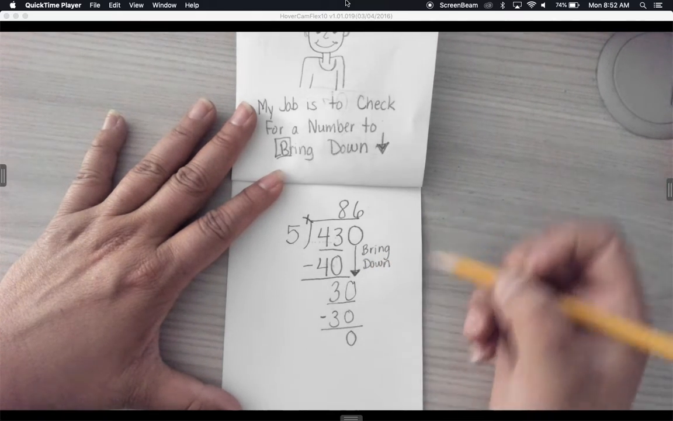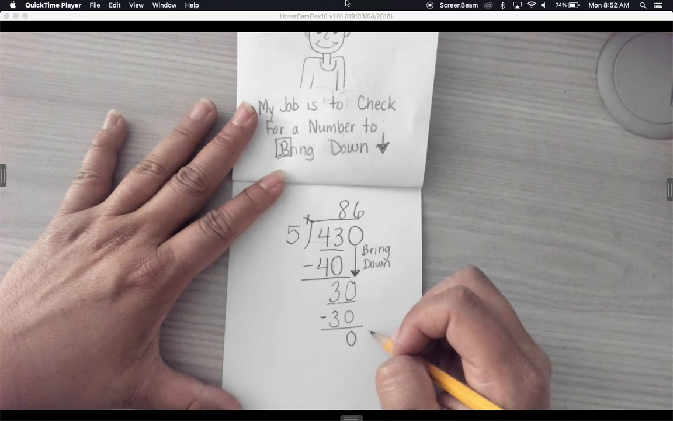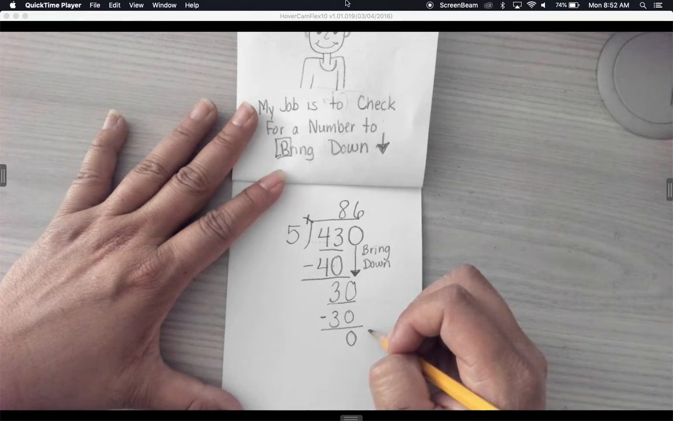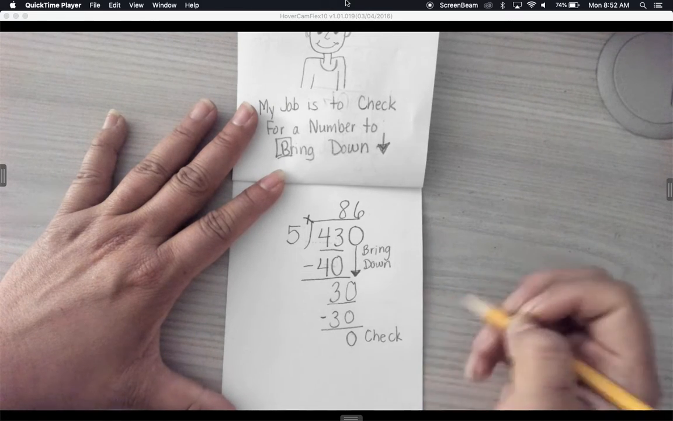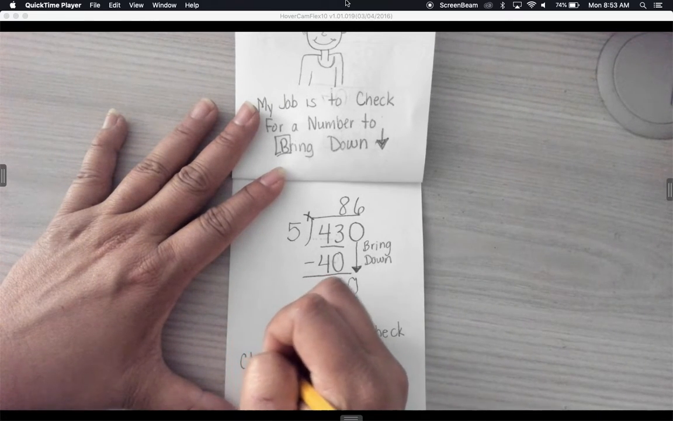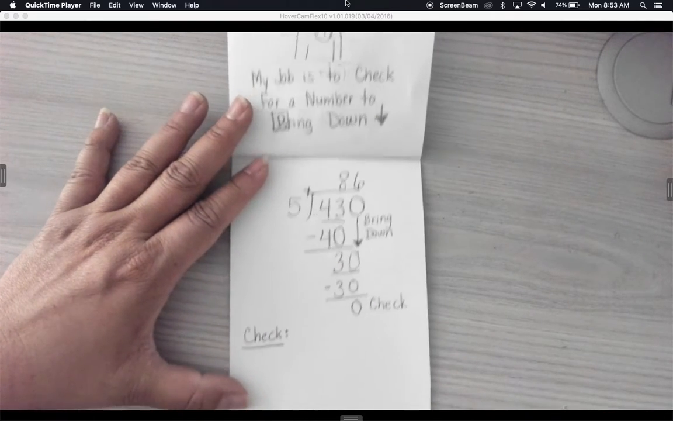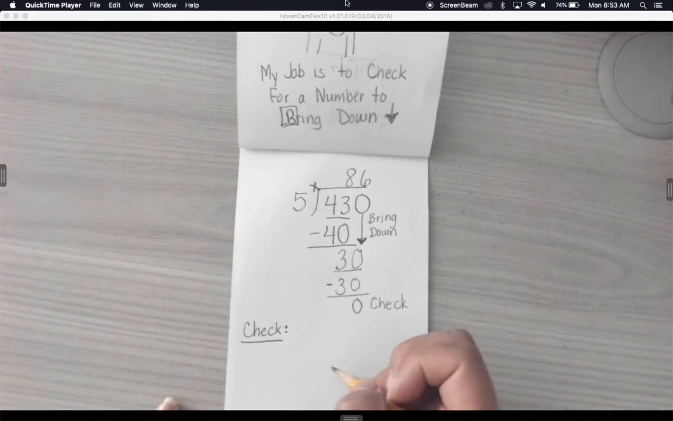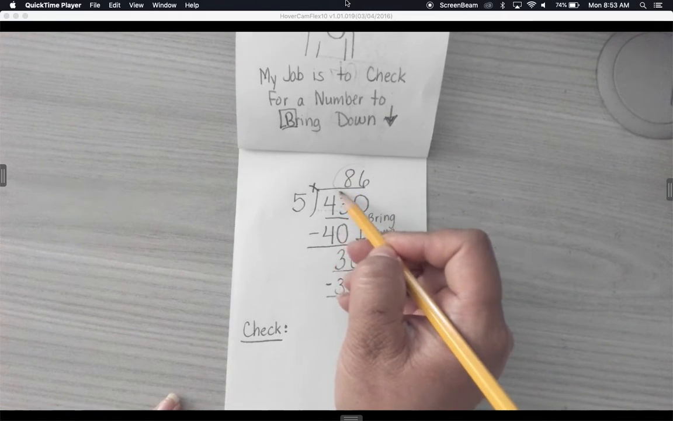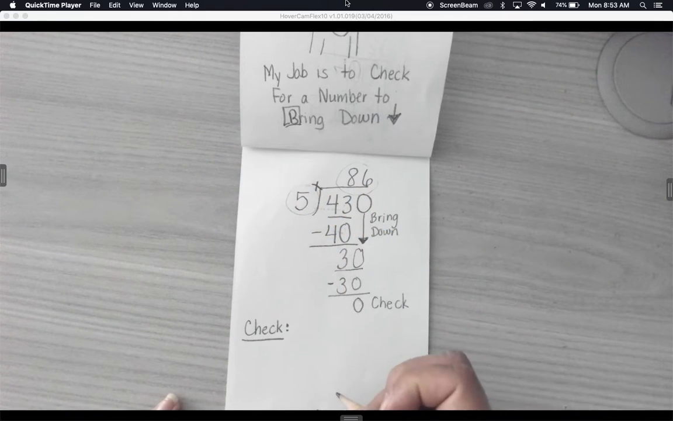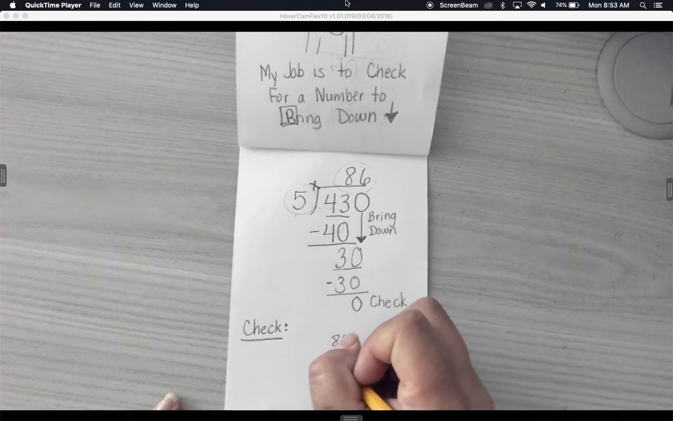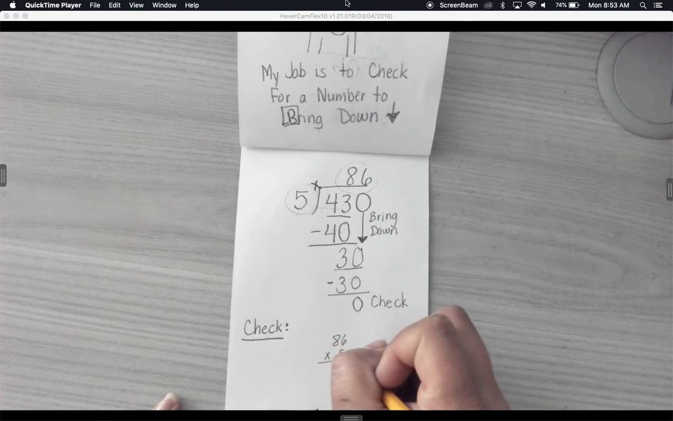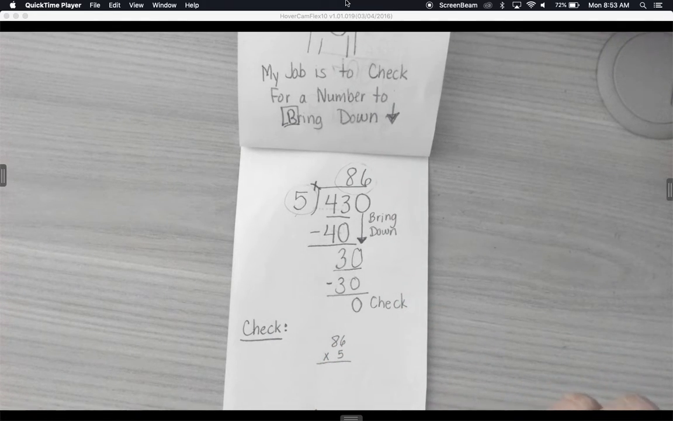And then we have to check for what? We have to check our work. So brother told me we have to check my work. Let's check my work. The way I'm going to check it is I'm going to take this number times this number, because that's what it tells me I'm going to do, right? So 86 times 5. Yeah, but brother is checking.